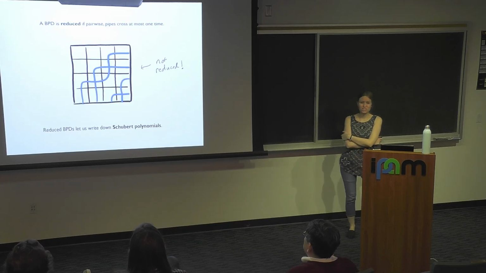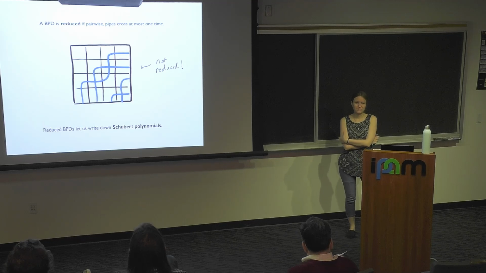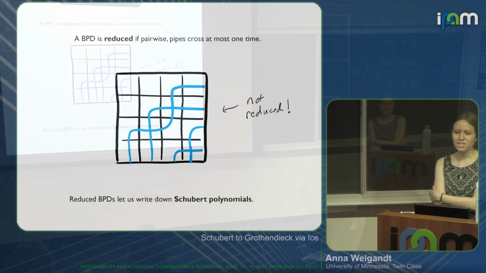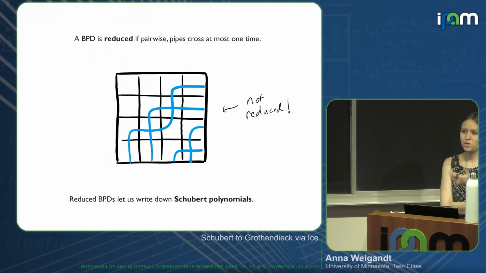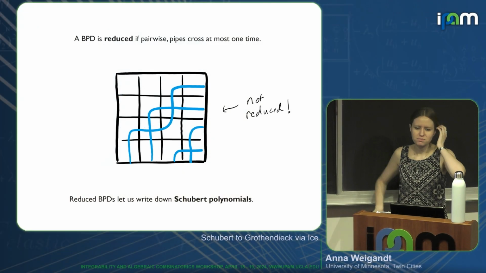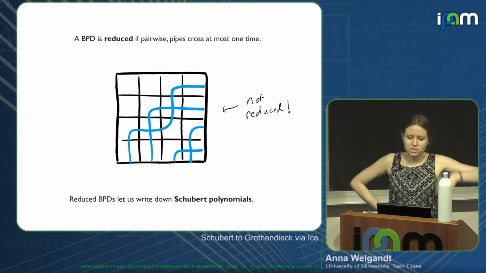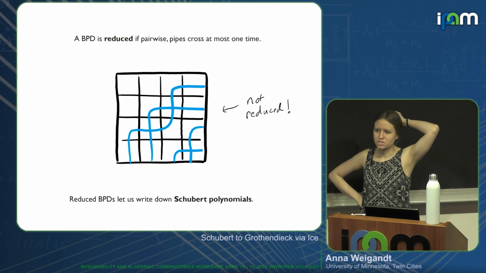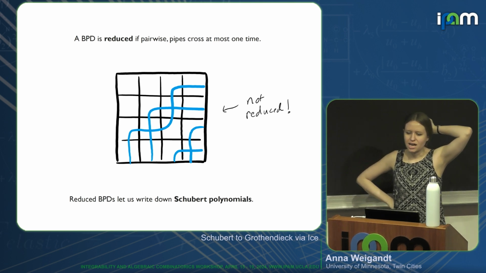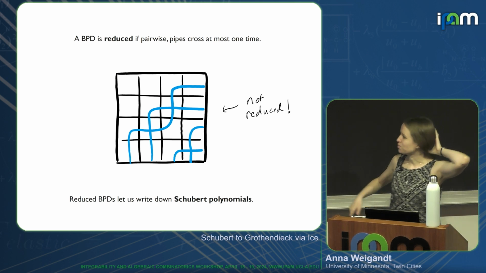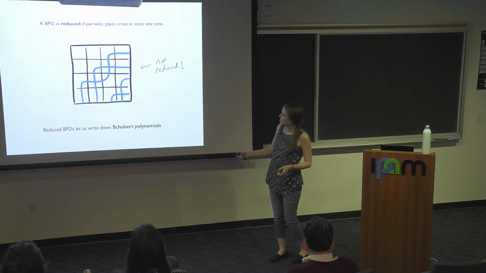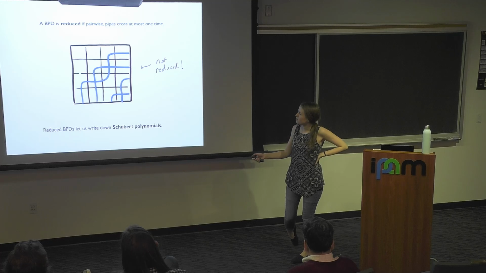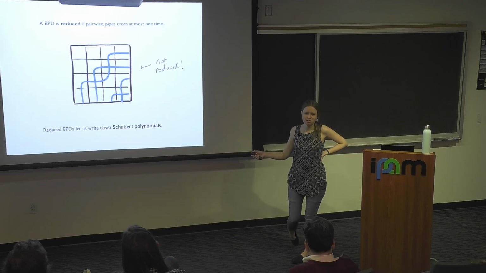Okay, so the first bit of combinatorics we're going to see is how to use bumpless pipe dreams to write these polynomials. So we need an additional definition. We need to throw away some bumpless pipe dreams. A bumpless pipe dream is reduced if pairwise pipes cross at most one time. So here I've written down a non-example because you can see, as we travel along this pipe, these two cross here and then they go back and cross each other again.